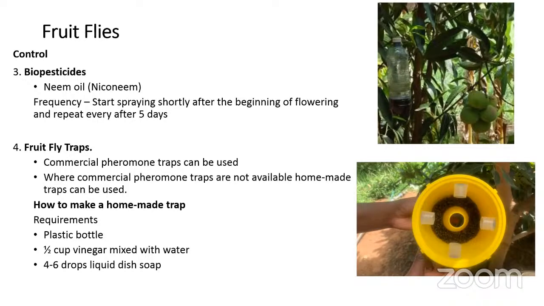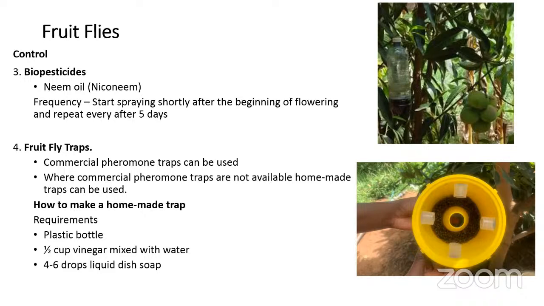Then the other method is the biopesticides. The biopesticides are plant extracts which you can use to control a lot of insects. Among them is neem oil. Neem oil, when you go to ETG, is sold under the brand name Niconeem. So this Niconeem, you can spray in your field, but it is also important to time your spraying.